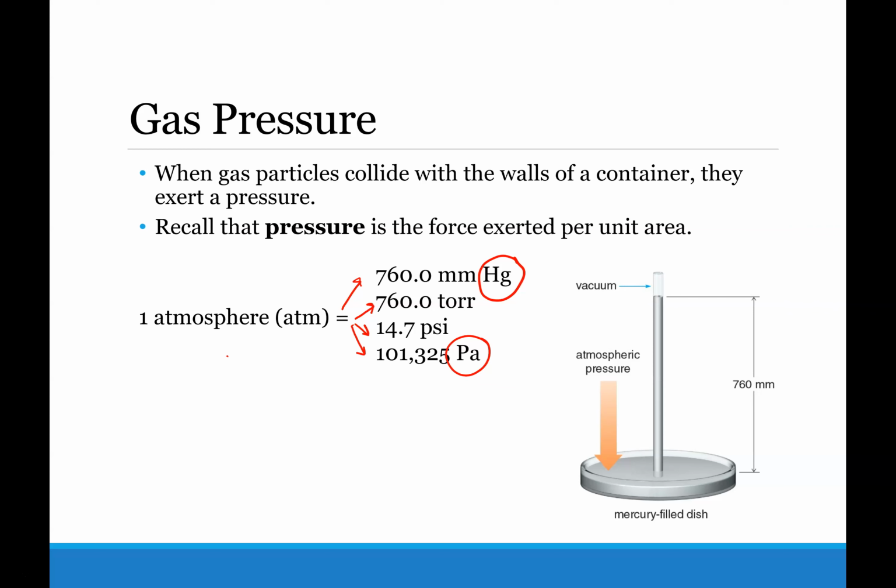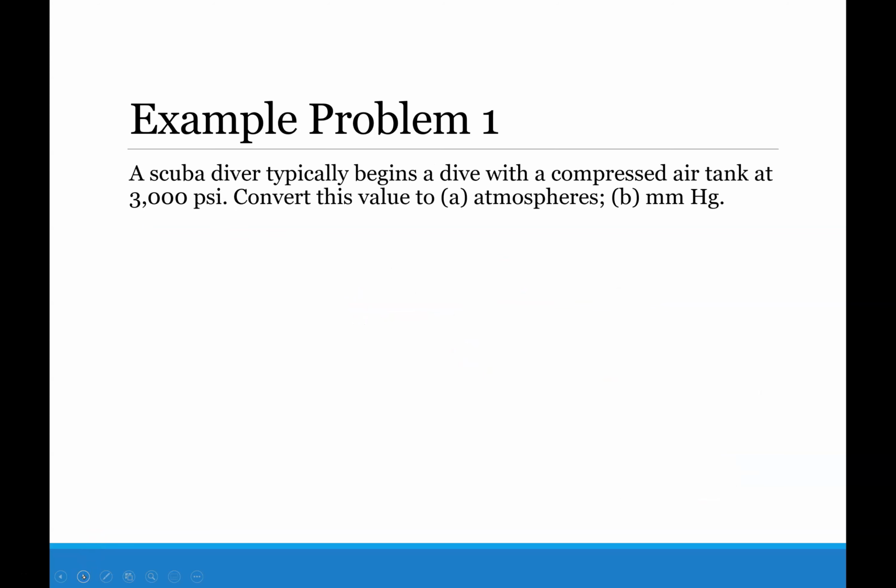And so this specific problem is asking us to be in units of atmosphere and in units of millimeters of mercury. So you can see that we're already starting, I believe, in PSI, which is 14.7 PSI. And there are direct conversions here, you can see, from PSI to millimeters of mercury and from PSI to atmospheres. So both of these will be a one-step conversion.